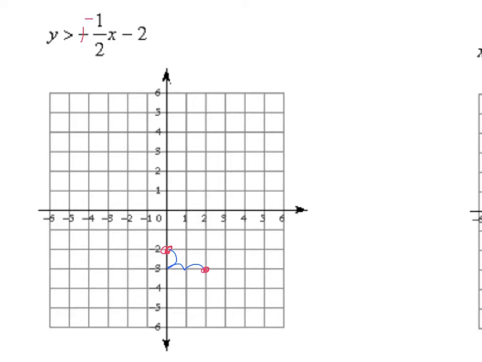We have to look at the inequality and say, is there a line underneath it? And there is not, so it's dotted. We have to then look at the inequality and see what the symbol is, and it's greater than, so we would shade above.